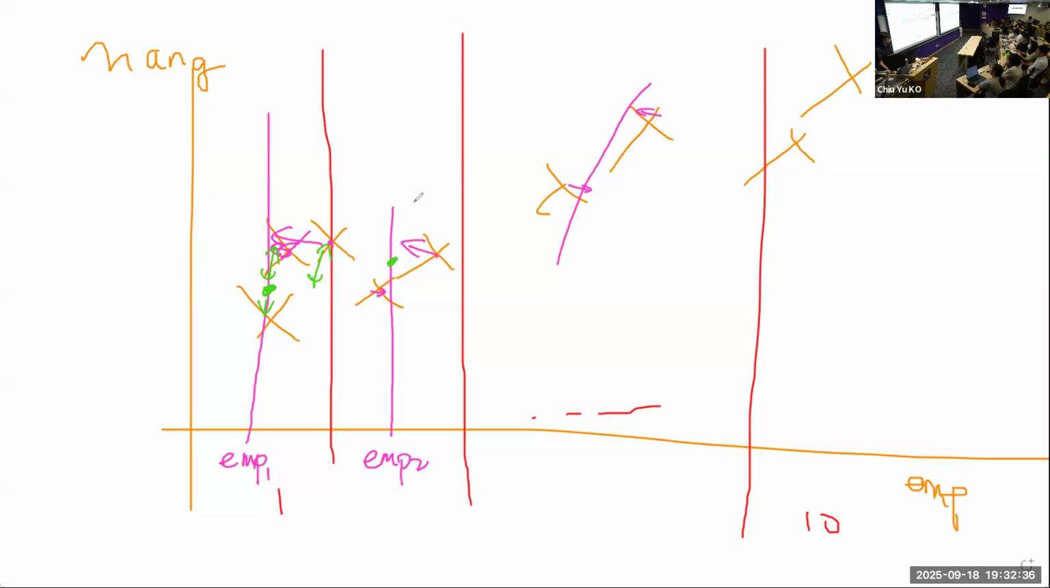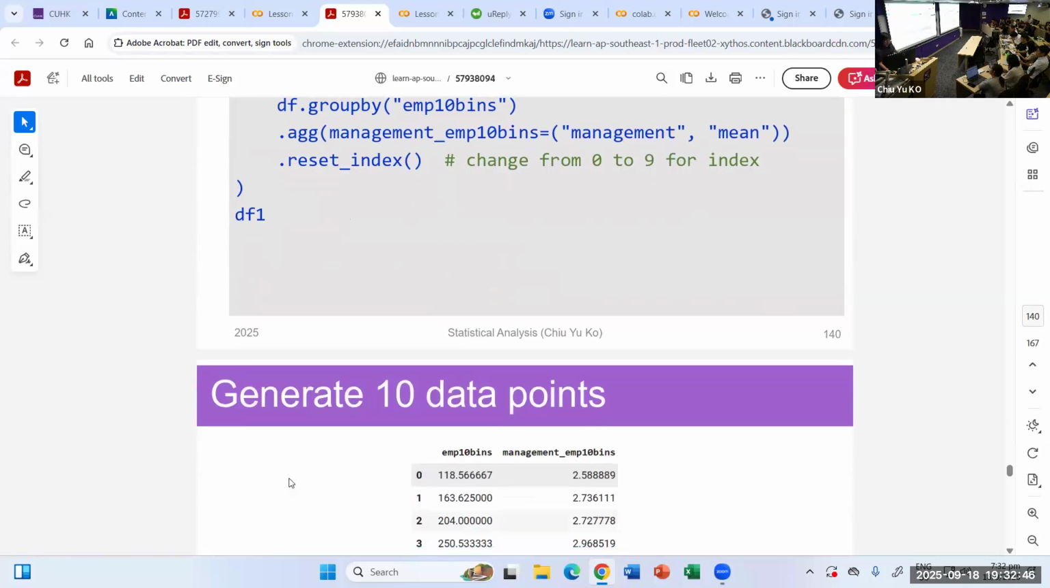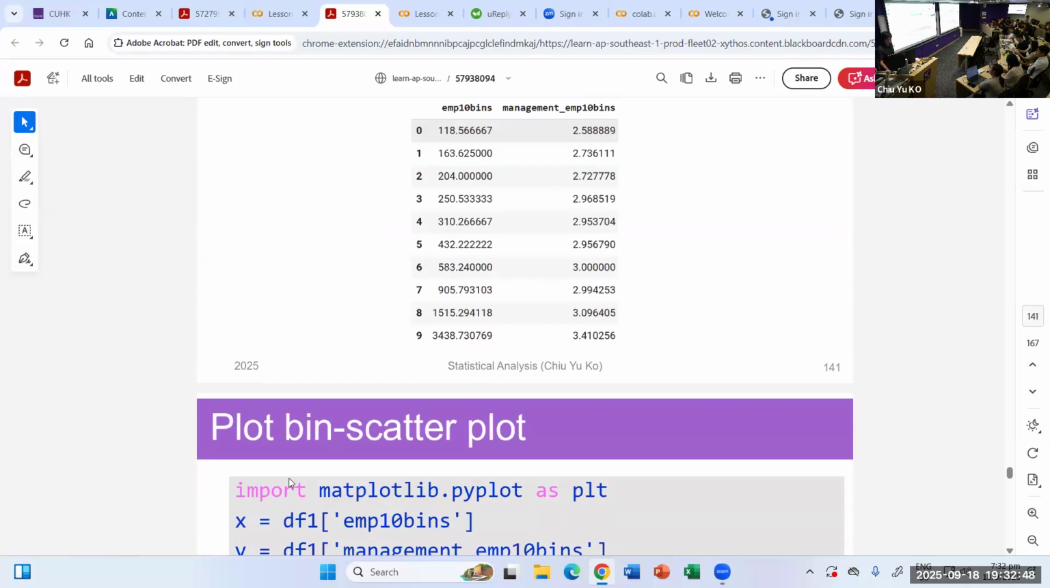So that's what I do in the slide there. I calculate for each bin the management score, the vertical, this. Once I do this one.